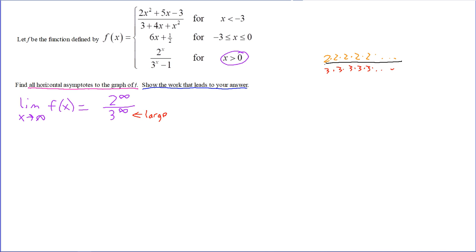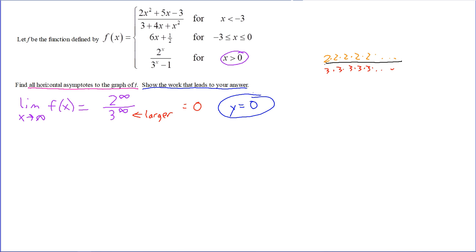Whenever the denominator is much larger than the numerator, the limit is equal to 0. And whenever you get a specific number like 0 for your answer on a limit as x approaches infinity or negative infinity, that indicates a horizontal asymptote. The equation of it would be y equals 0. So there's one horizontal asymptote.